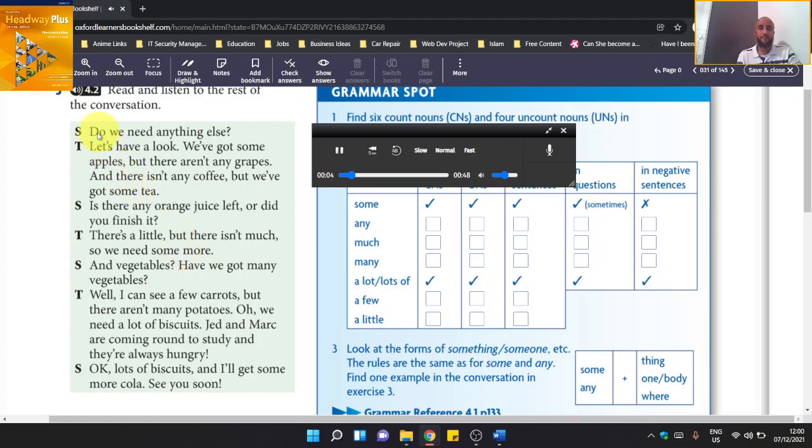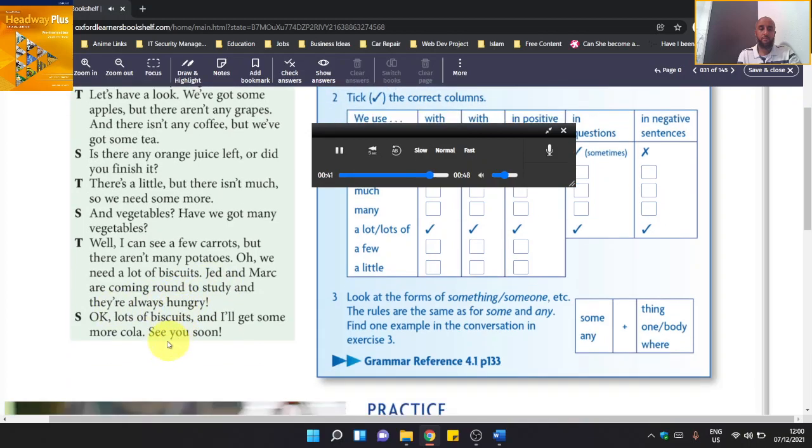4.2. Do we need anything else? Let's have a look. We've got some apples, but there aren't any grapes. And there isn't any coffee, but we've got some tea. Is there any orange juice left? Or did you finish it? There's a little, but there isn't much, so we need some more. And vegetables? Have we got many vegetables? Well, I can see a few carrots, but there aren't many potatoes. Oh, we need a lot of biscuits. Jed and Mark are coming round to study and they're always hungry. Okay, lots of biscuits, and I'll get some more cola.